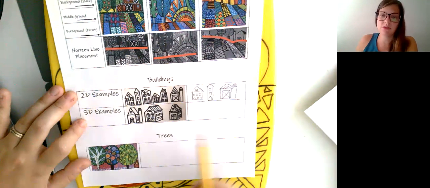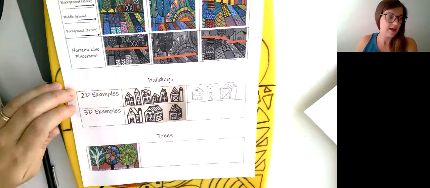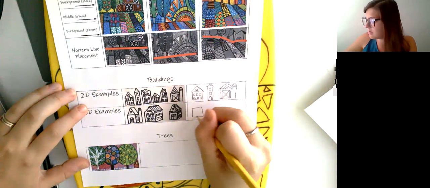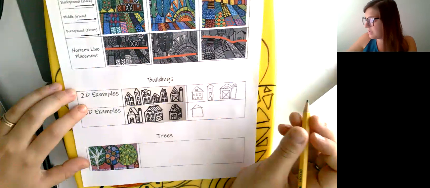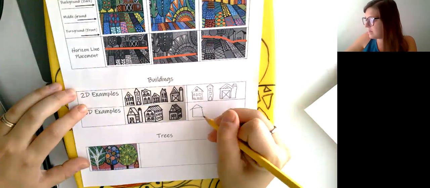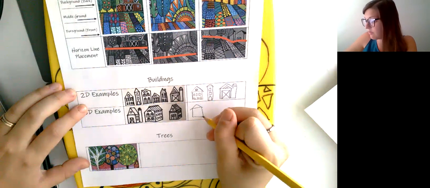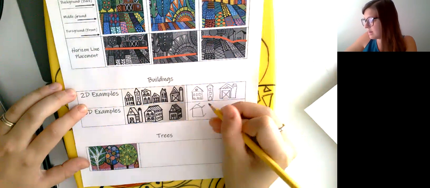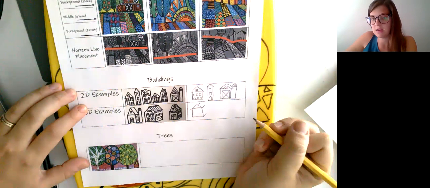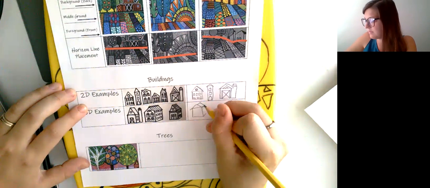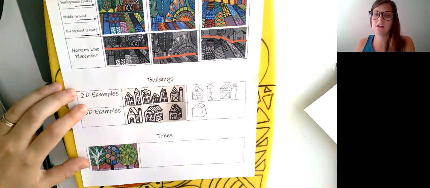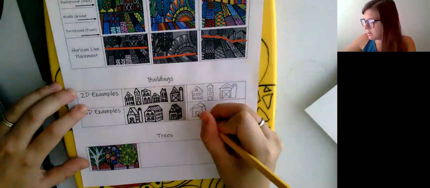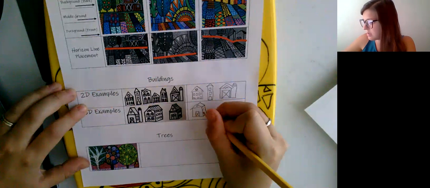All right, the big thing that everybody wants to know how to do is the 3D examples. And for the 3D examples, you start with that same basic house of that square and that triangle. And then you draw three lines of the same size off of the corner. So I'm going to draw it kind of at this angle. All right. And then you connect them. Ta-da! 3D.